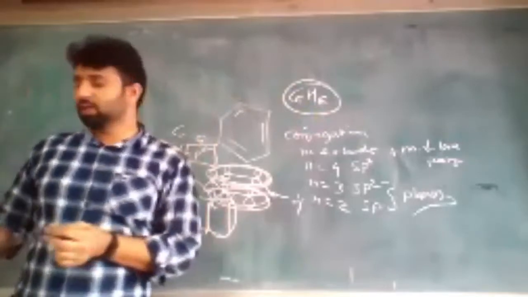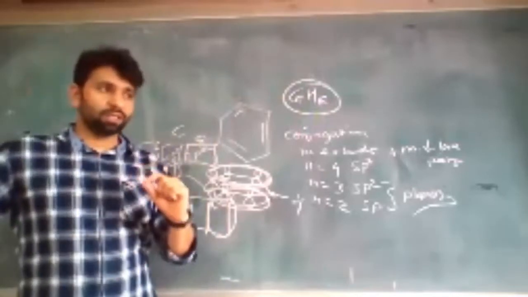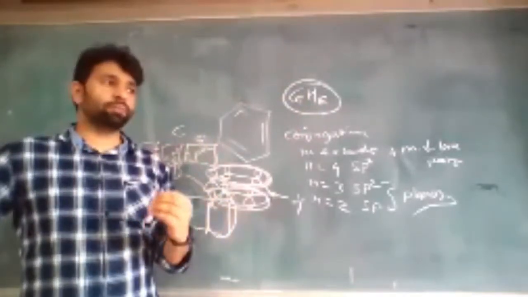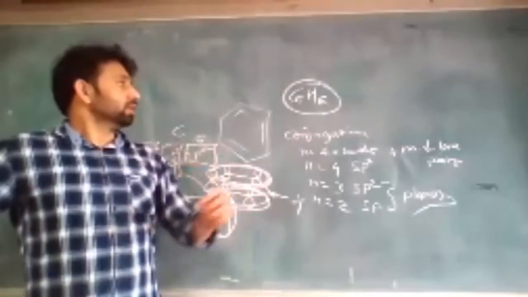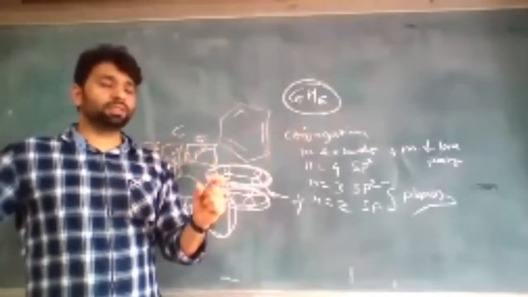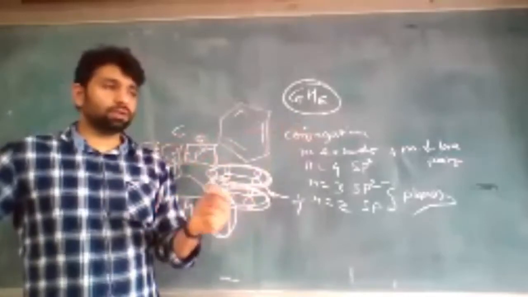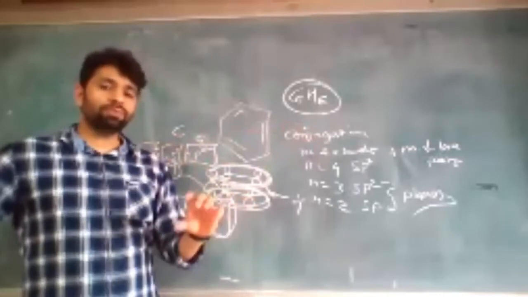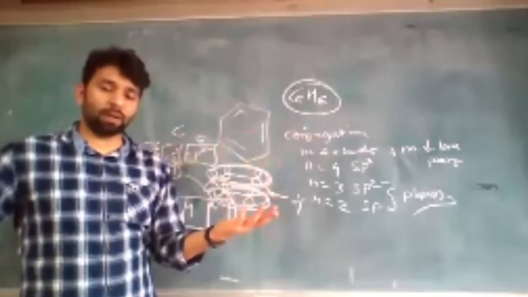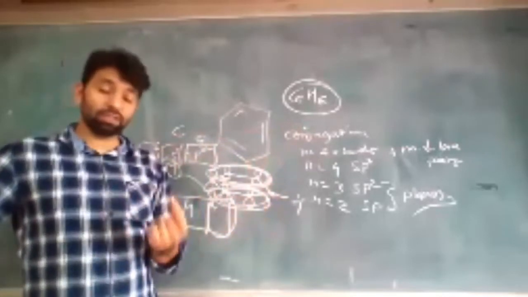Are you aware about the saturation and unsaturation test? If you want to find out whether a compound is saturated or unsaturated, then you have to take the compound and treat it with either bromine or KMnO4. If decolorization happens, then your compound contains unsaturation.